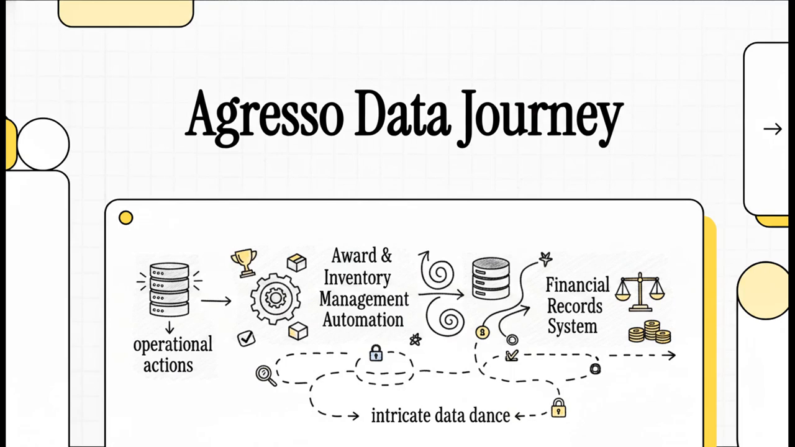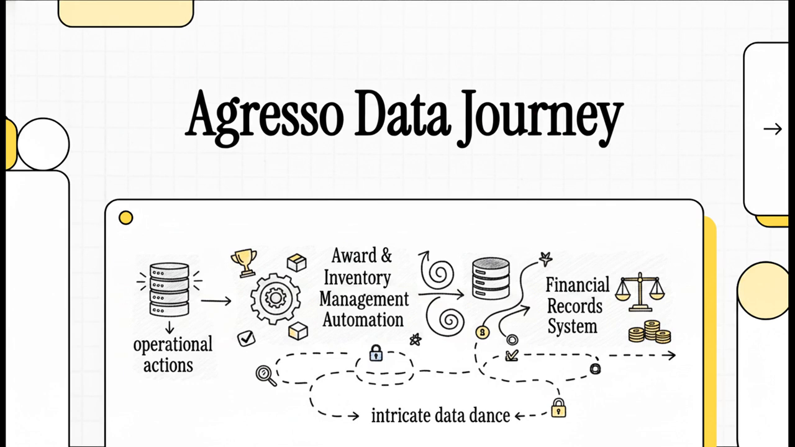You know, if you've ever wondered exactly how complex systems talk to each other just to keep our operations running smoothly day in and day out, well, you are in exactly the right place. Today, we're mapping out the Agresso data journey. We're going to look specifically at how we automate award and inventory management. Basically, we're decoding that intricate, behind-the-scenes data dance that translates raw operational actions into fully compliant financial records.